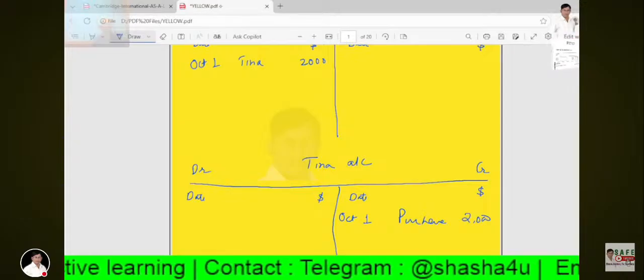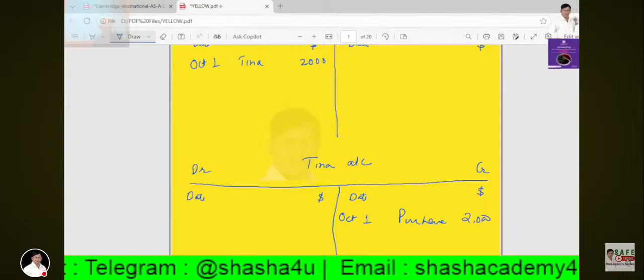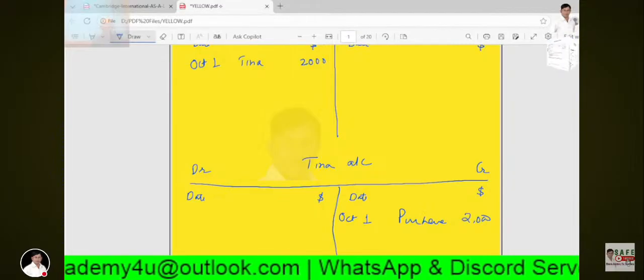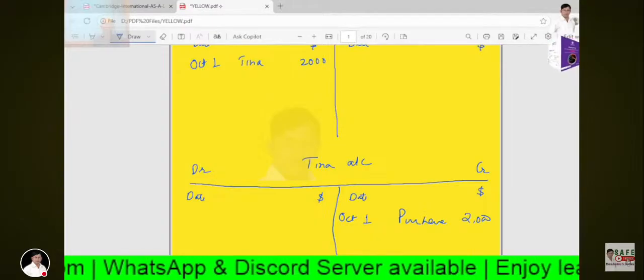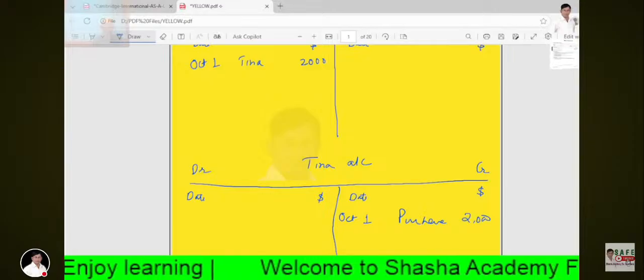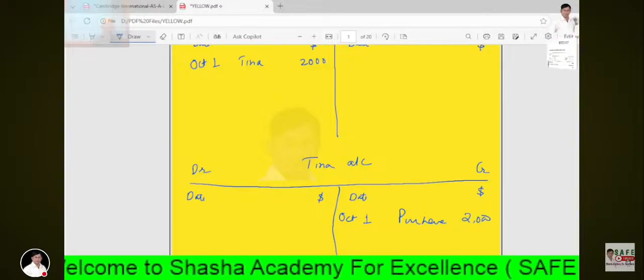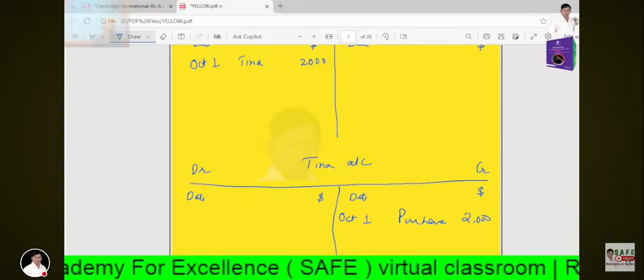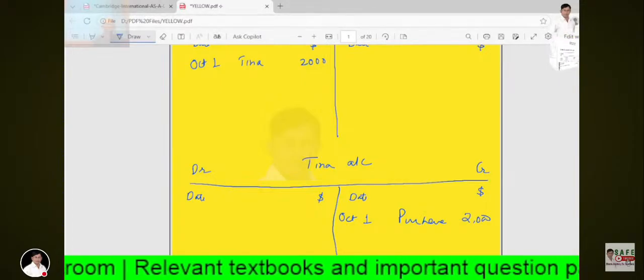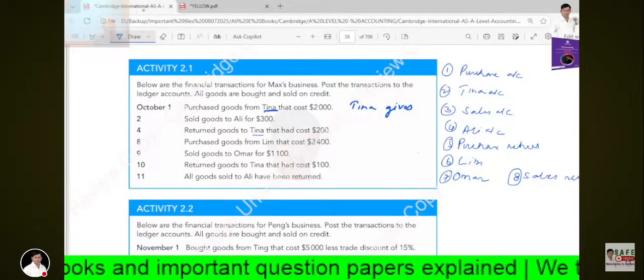So here you have written 2000, here also you have written 2000. See, debit 2000, credit 2000. Obviously, debit is equal to credit, and one account is debited, the other account is credited. This is the first thing you learn in accounts: one account should be debited, the other account will be credited. So this is very important. So next, coming to the next.